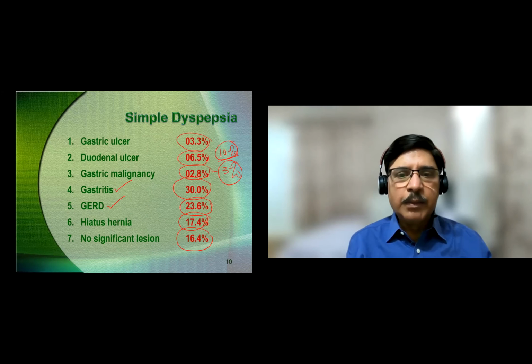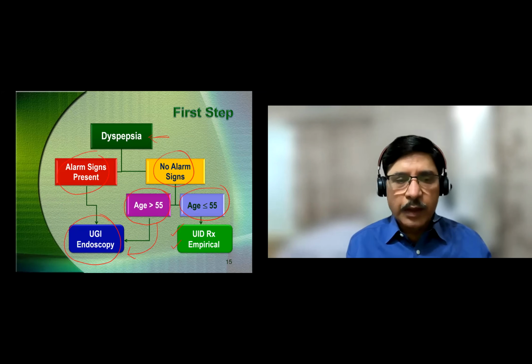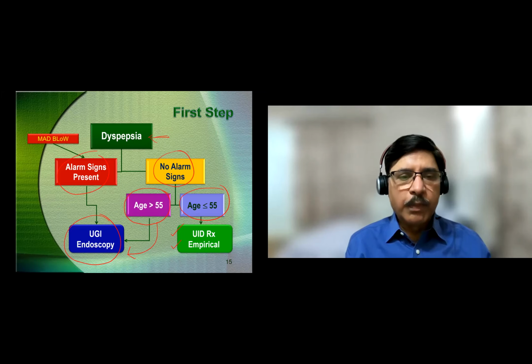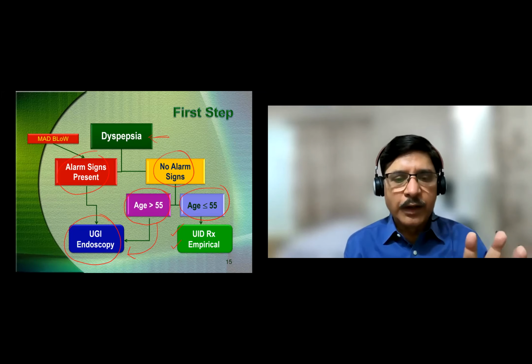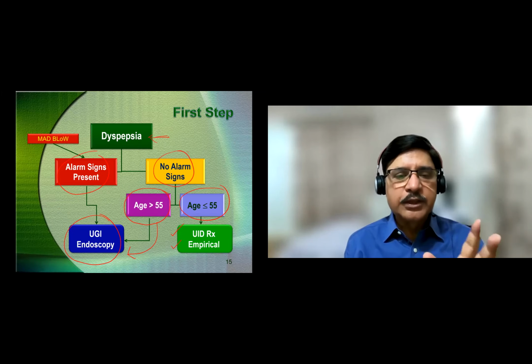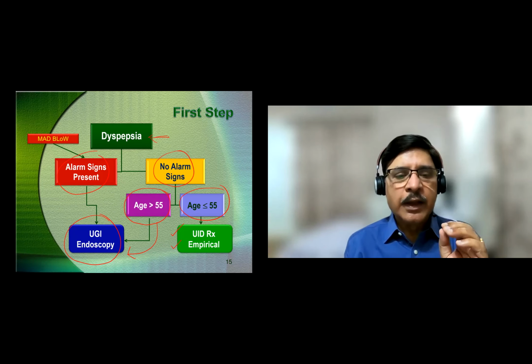Then the immediate next question is, are there alarm signs? What are alarm signs? MAD BLOW: mass, anemia, dysphagia, blood, and loss of weight. No alarm signs, no worry about endoscopy immediately. Okay? If there are alarm signs, endoscopy in the next 3 or 4 days, within 1 month. Supposing the patient is having bleeding, same day endoscopy. No alarm signs, then more than 55 or less than 55.